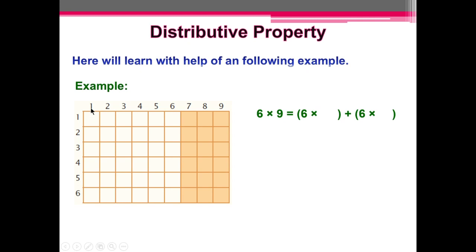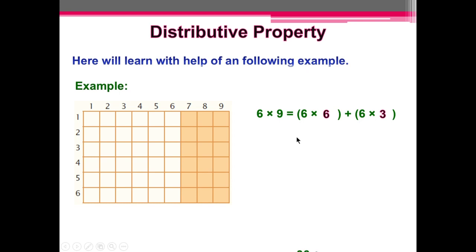as you can see, we have 9 columns and 6 rows. So, 6 multiplied by 9. Here, 9 is split or distributed into two numbers. That is 6 columns that are unshaded and 3 columns that are shaded. So, 6 multiplied by 6, the number of unshaded columns, plus 6 multiplied by 3, the number of shaded columns.